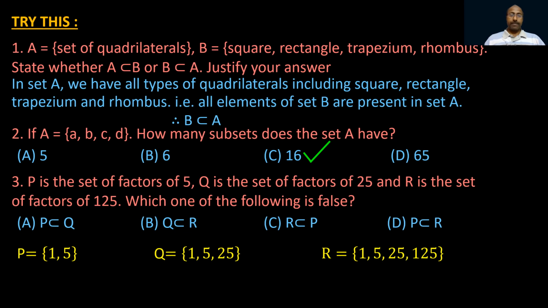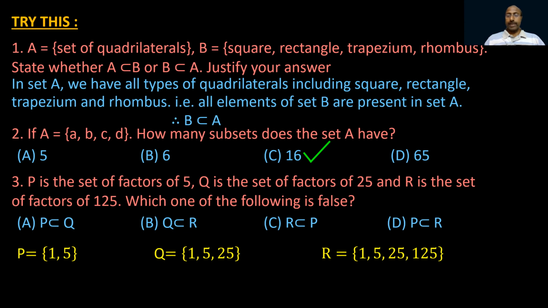So first one, it is given that P is a subset of Q. So here we can observe that all the elements in P are present in Q also. So P is a subset of Q. So first one is a true statement. So let us check the second one. Q is a subset of R. Yes, Q is a subset of R also because all the elements in Q are present in R also. So Q is a subset of R is also a true statement.